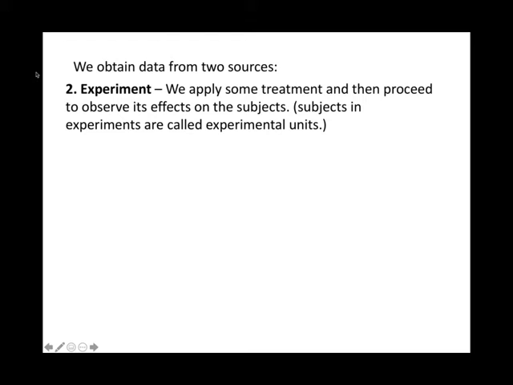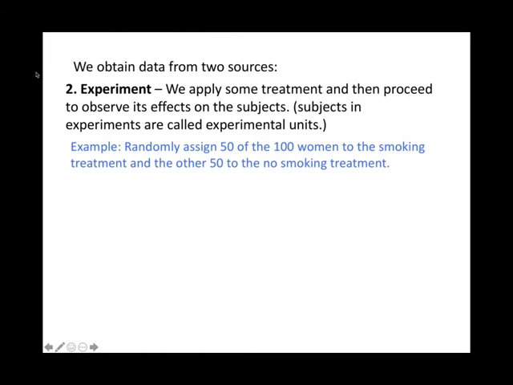Second one, experiment. We apply some treatment and then observe its effect on the subject. Subjects in an experiment are called experimental units. For example, randomly assign 50 of the 100 women to the smoking treatment and the other 50 to the no smoking treatment.